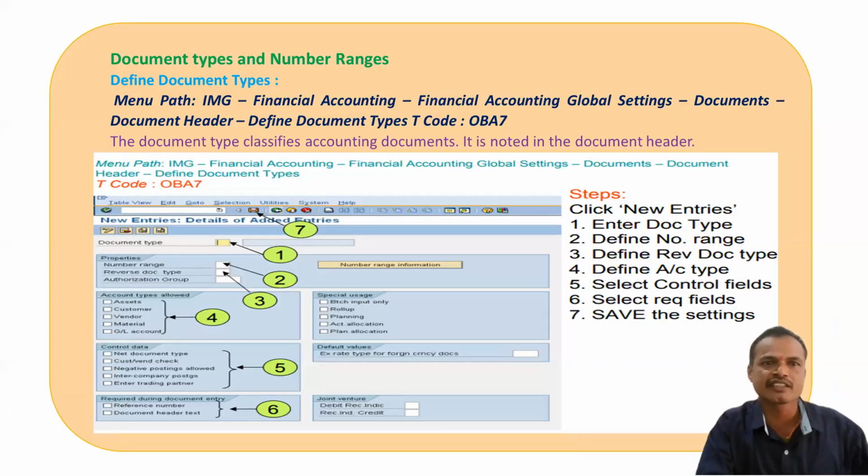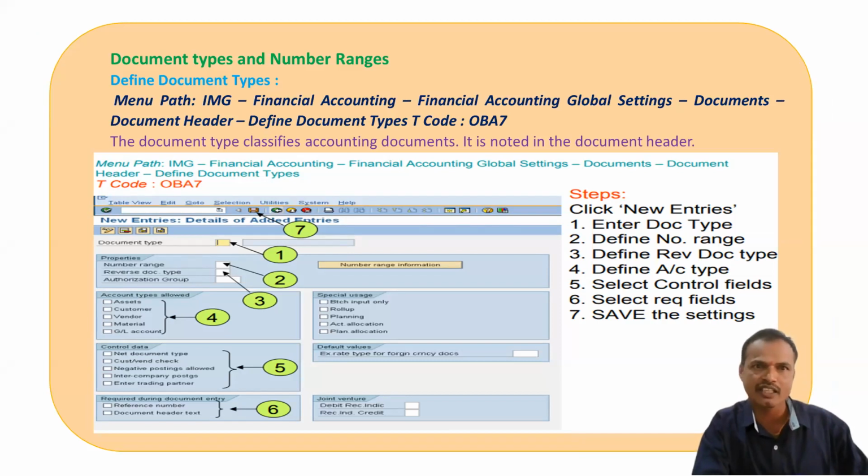Document types and number ranges. In SAP, we have multiple documents like GL, accounts payable, and accounts receivable documents. Like that, we have multiple document types. In that, first of all, we go to this menu path: IMG, Financial Accounting, Global Settings, Documents, Document Header, Define Document Types. The T-code is OBA7.